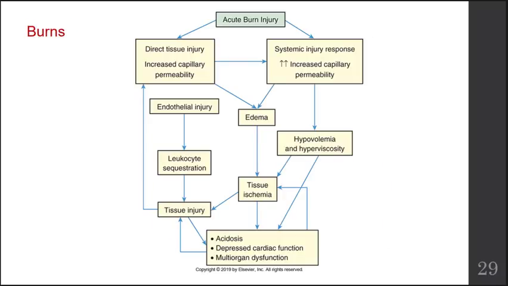And on our final slide, this is showing you the major events that happen with an acute burn, really summarizing everything, and I'll just point out a few important components. Tissue injury, we know, will increase the permeability of capillaries, which will result in edema. This can lead to hypovolemia because of the loss of fluid from the vessels, which can lead to tissue ischemia, which can lead to multi-organ failure.